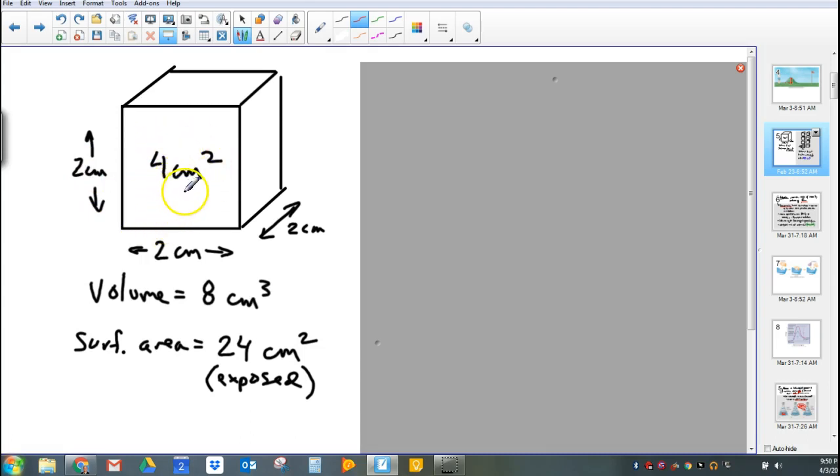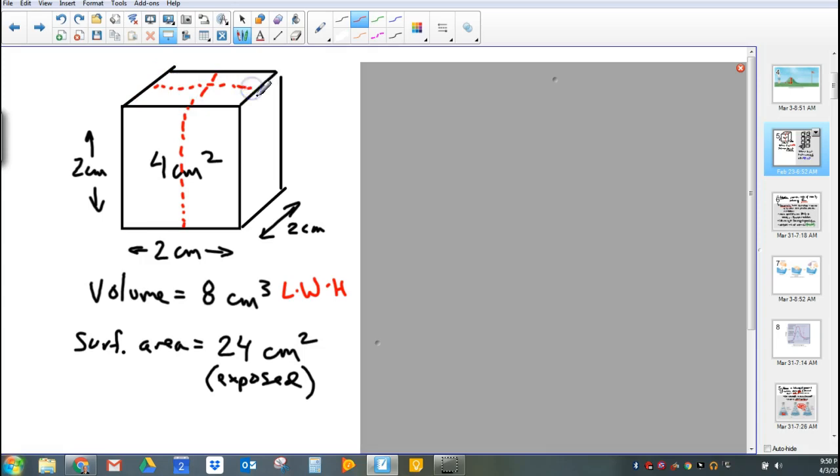And this, of course, is a cube which has 6 sides, and so 6 times the 4 square centimeters is 24 square centimeters of exposed area on the face of this cube. The volume, of course, is length times width times height, right? And 2 times 2 times 2 will be 8 cubic centimeters.